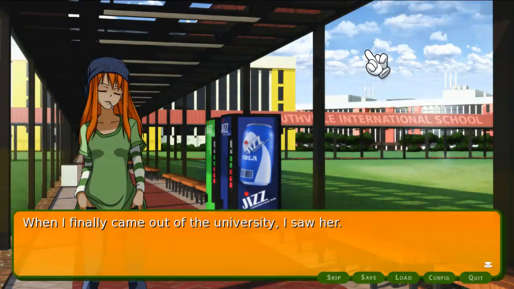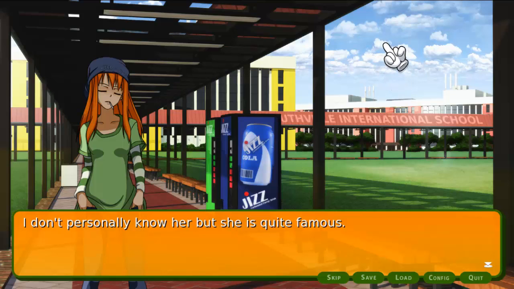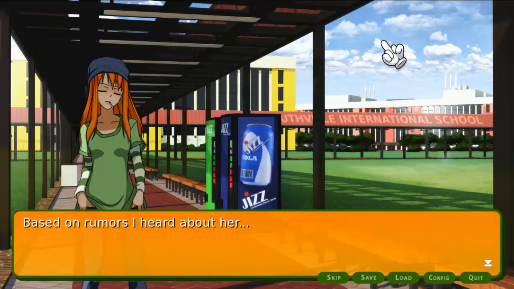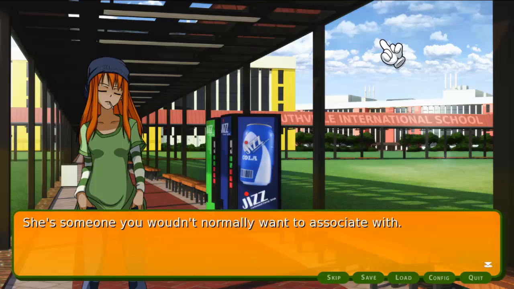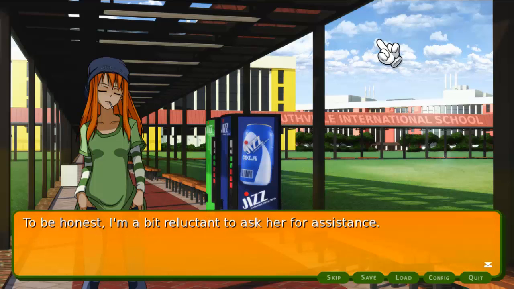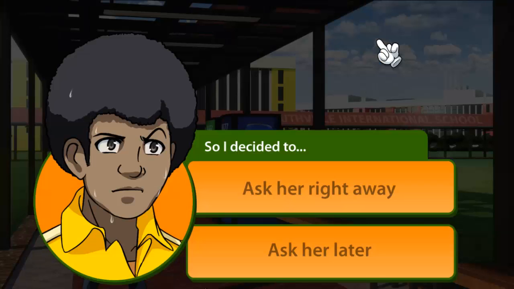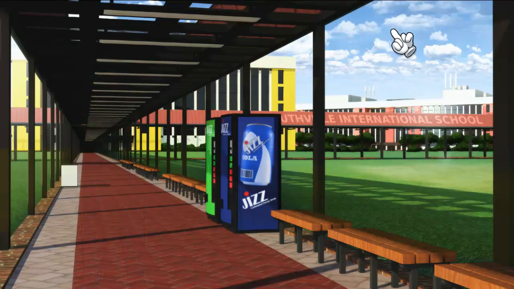Okay, when I finally came out of the university, I saw her. Her name is Sylvie. She's a fine art student from the other class. I don't personally know her, but she's quite famous, based on rumors I heard about her. She's the type that always gets into all sorts of trouble, someone you wouldn't normally want to associate with. But one thing is for certain: her artistic talent is the real deal. To be honest, I'm a bit reluctant to ask her for assistance, but she's the only one I know who is artistically gifted. So move your ass and ask her right away.